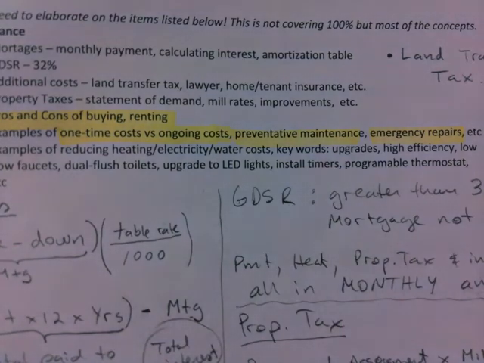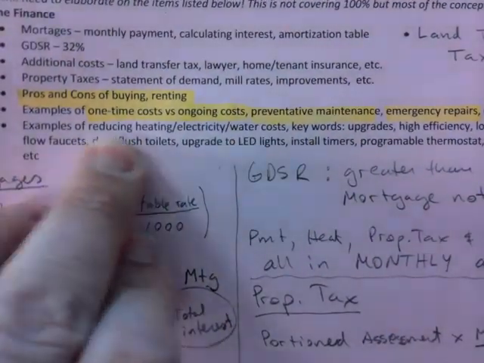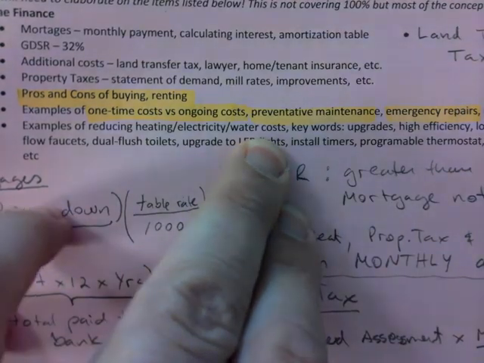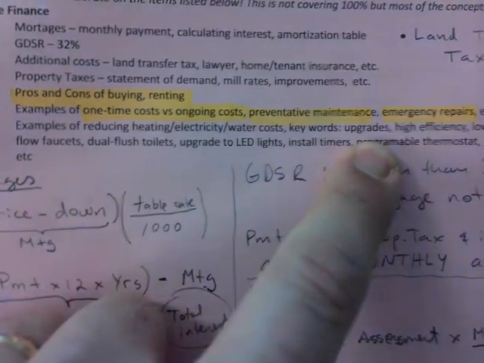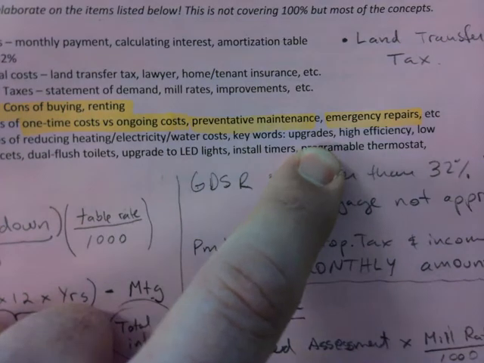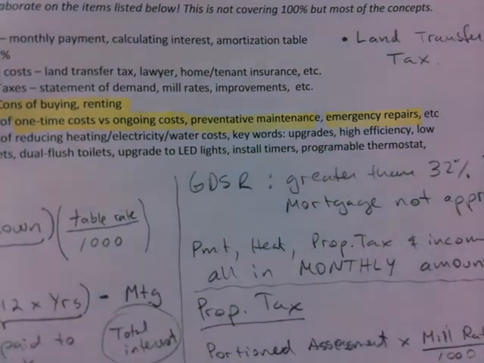Be very specific. There should be evidence that you took this course. Know how to reduce heating, electricity, and water costs. The keyword there would be to upgrade your faucets and shower heads to the newer ones. They use less water. Do you know how they do that?